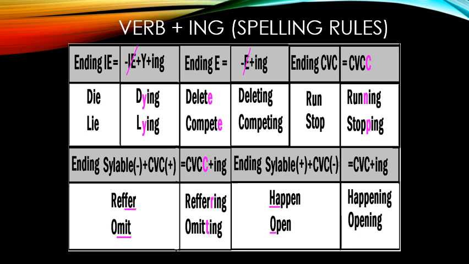Compete, competing. For the words that end with CVC, we mean consonant, vowel, consonant, the last syllable is consonant, vowel, consonant, and it is stressed. What should I do? I should double the last consonant. Also, the ending syllable, it's the same, like refer, referring, omit, omitting. And for the ending syllable in any consonant, I just add ing.